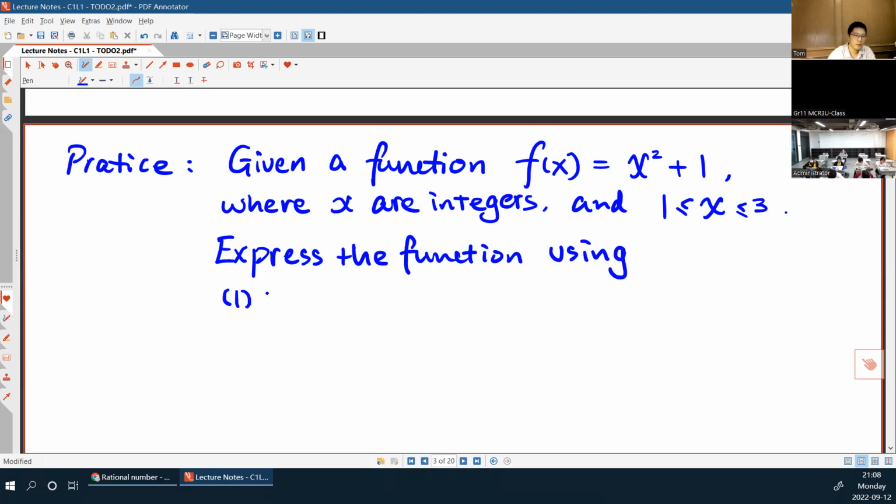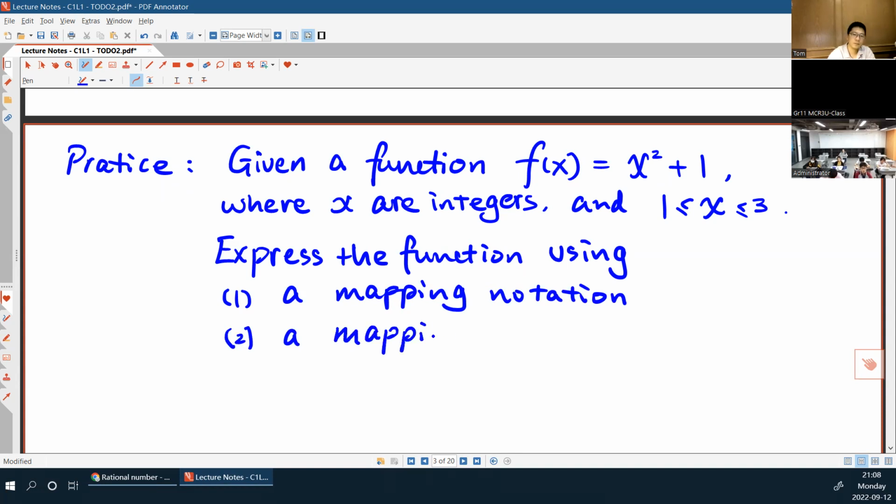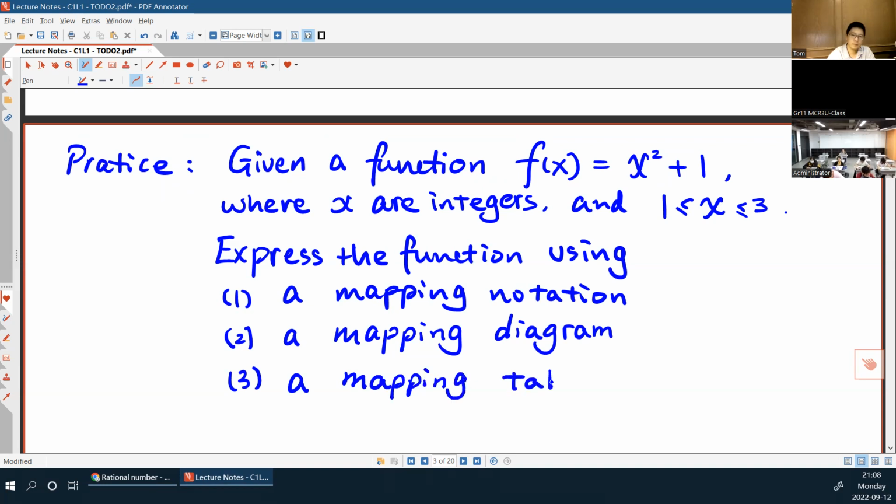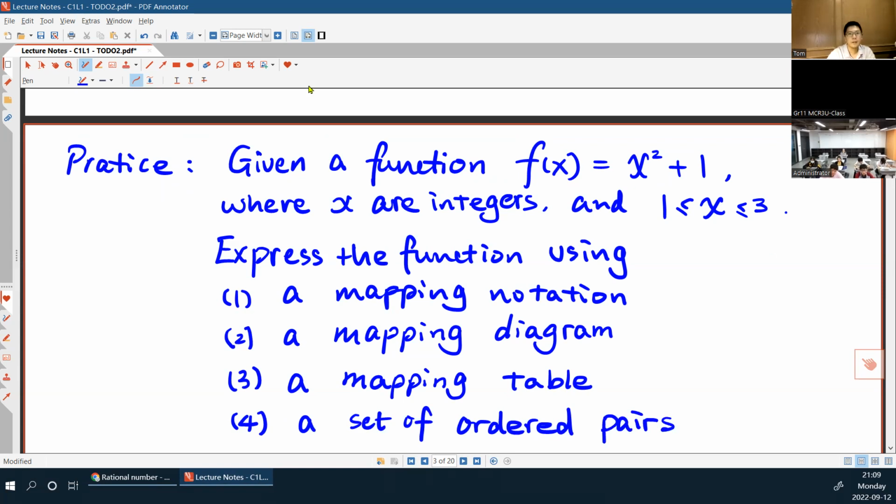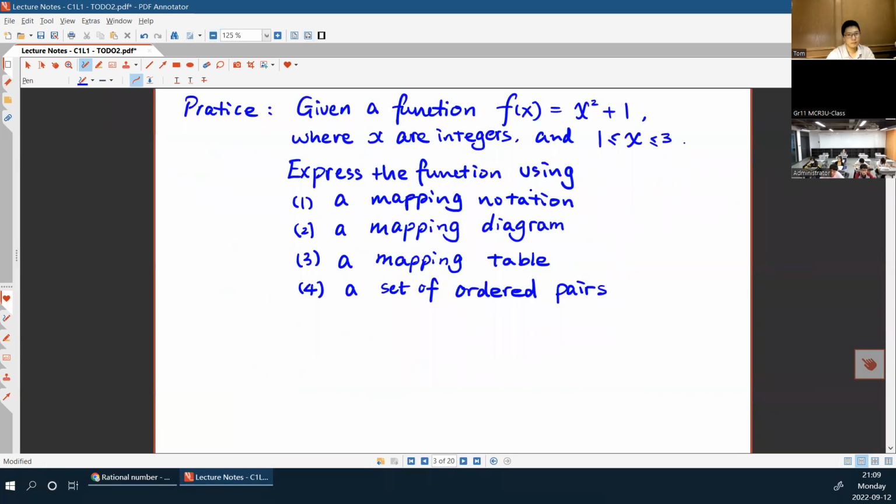Okay, first, a mapping notation. Second, a mapping diagram. Third, a mapping table. And last, a set of ordered pairs. Okay, are we clear about the question? I'll give you 4 minutes to think about this, all right?